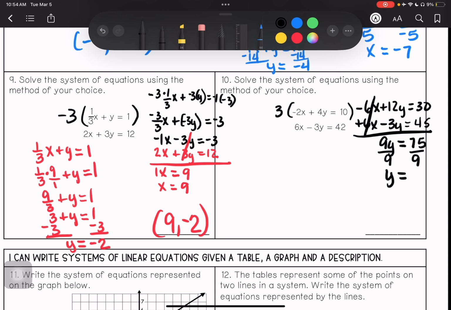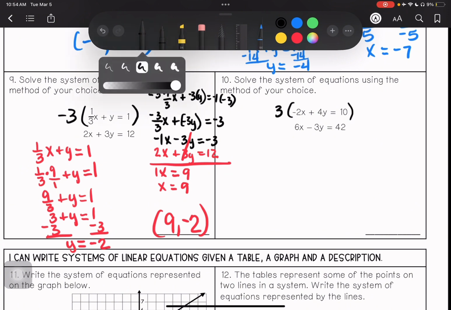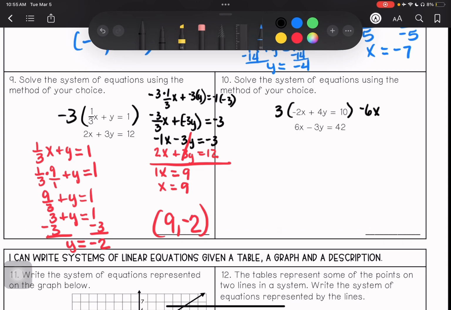Oh no, that's not right. So I multiply by 3 and distribute this 3. This leaves me with negative 6x plus 12y equals 30. My second equation, I'm just going to rewrite it. 6x minus 3y equals 42. When I add them vertically, my x's cancel, and I'm left with 9y equals 72. Divide both sides by 9, y equals 8.